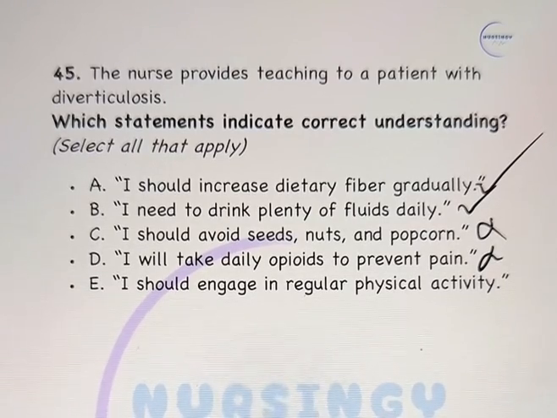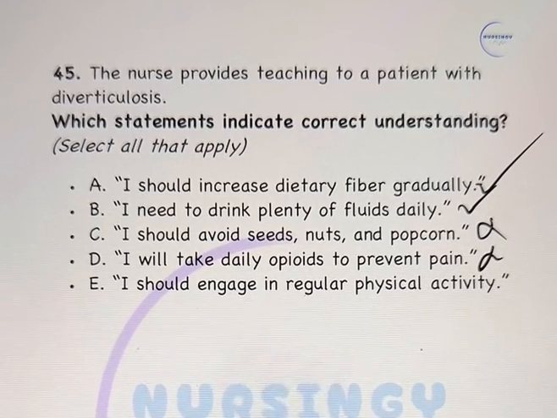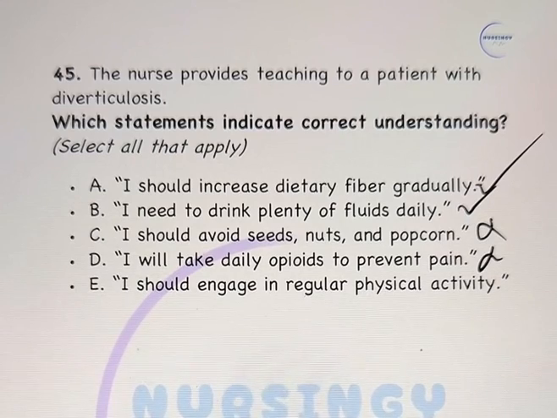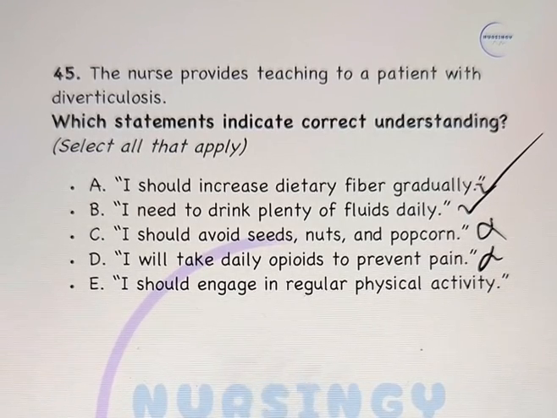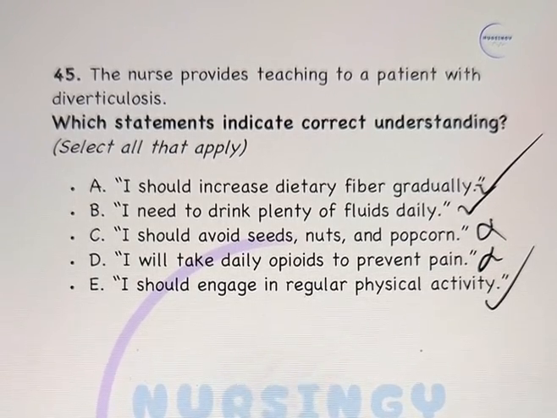There is nothing related to seeds, nuts, and popcorn that can cause diverticulitis. As long as the patient is having good bowel motion, it's okay, because this is not an allergy, and this is nothing related to absorption. So they are not going to do anything as long as there is no high fiber diet. D, daily opioid, is no. E, I should engage in regular physical activity. What about E, guys? E is yes. We discussed that before, because it will improve peristalsis and help us pass stool.